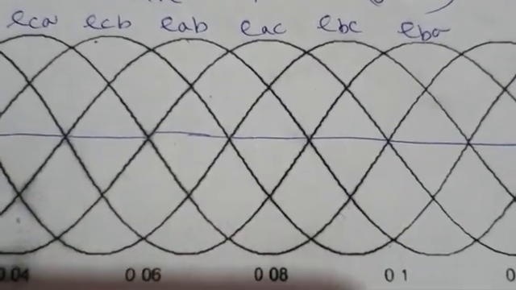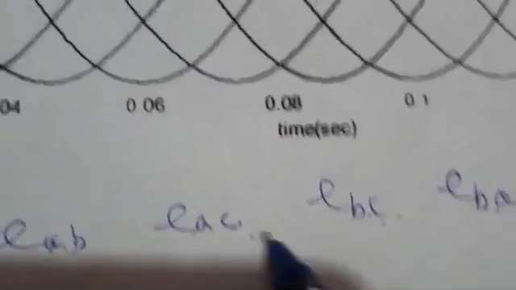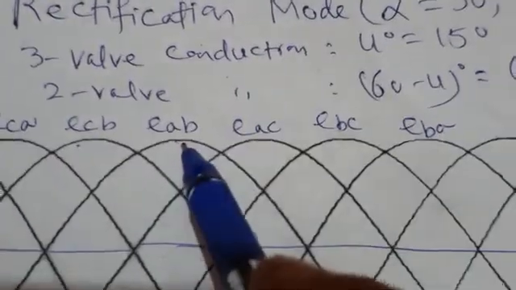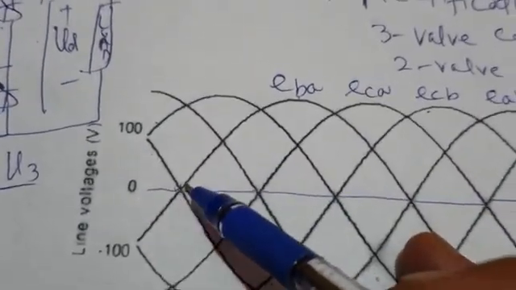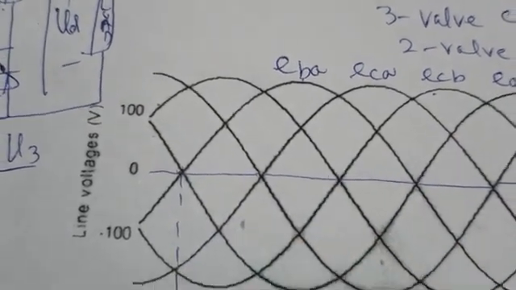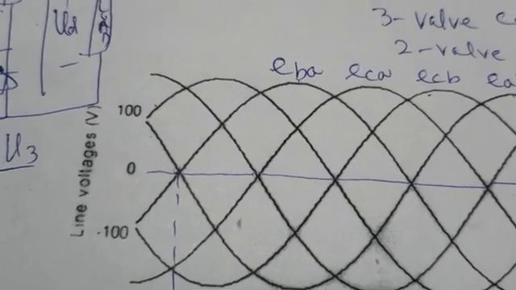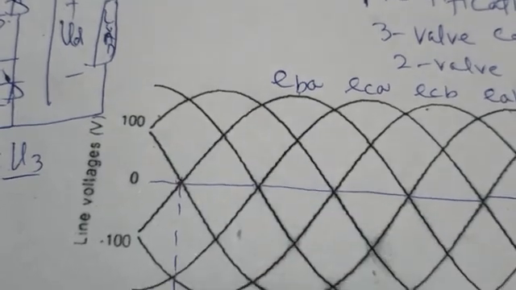EAB is followed by EAC, EAC by EBC, and so on. This is how to label. So I have started with the commutation voltage of valve 3 because we start with the firing of valve 3, and this is omega t equal to 0 degree. The zero crossing of commutation voltage of valve 3 is taken as reference.